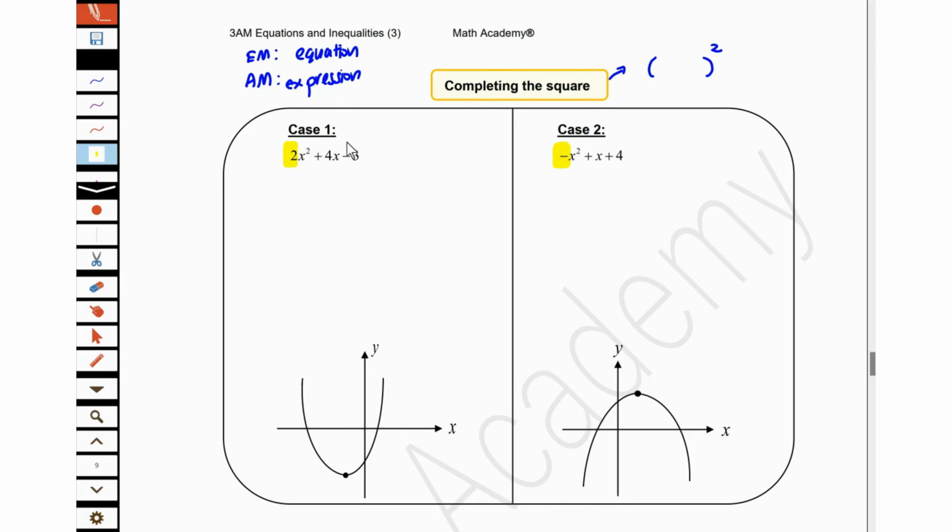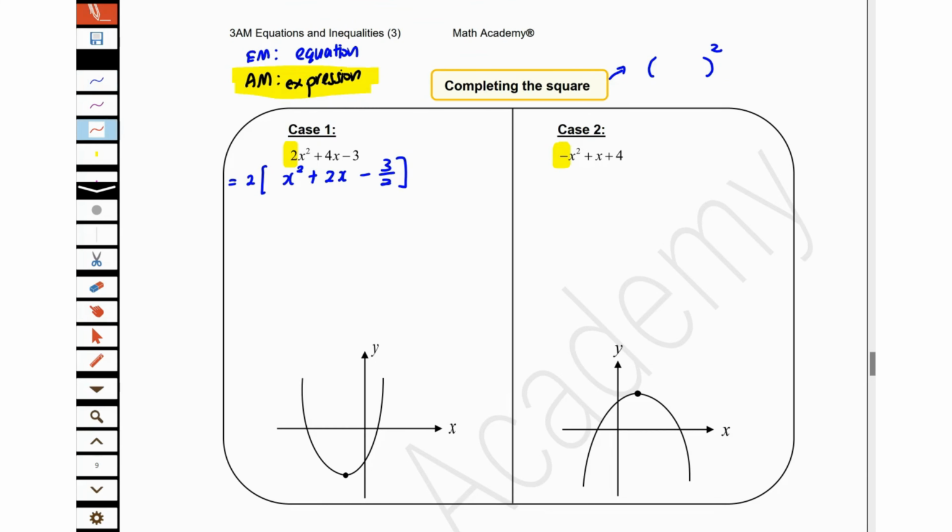Now, for an expression, before you start to complete the square, you have to factorize out the 2 and negative 1 first. For E math, when you're given an equation, you can just divide by 2, divide by negative 1. Because E math, you are given an equation. But A math, you are given an expression. So please do not say divide by 2. You have to factorize out the 2. So you have x squared plus 2x minus 3 over 2.